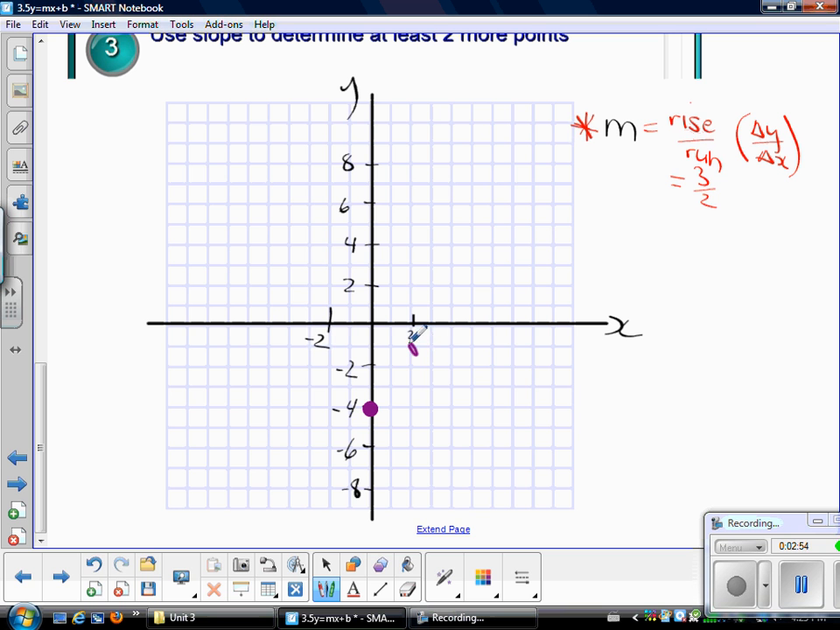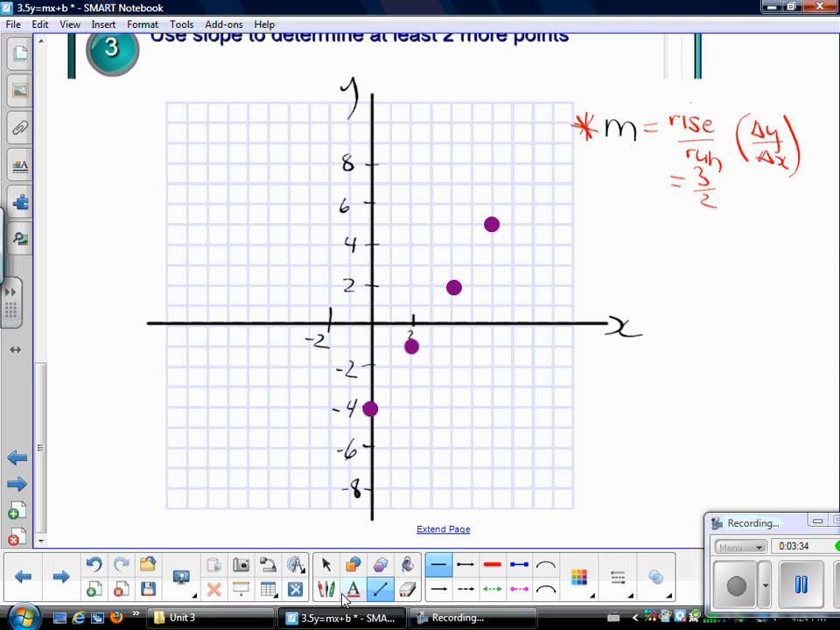And then we can have another point using the same thing. From this point, I can rise 3, so 1, 2, 3, run 2, 1, 2. I just want a pen. Okay, so 1, 2, 3, 1, 2. And actually, I could find a lot of points that way. I could keep on going. 1, 2, 3, run 2, 1, 2. That is the easiest way to graph a straight line.